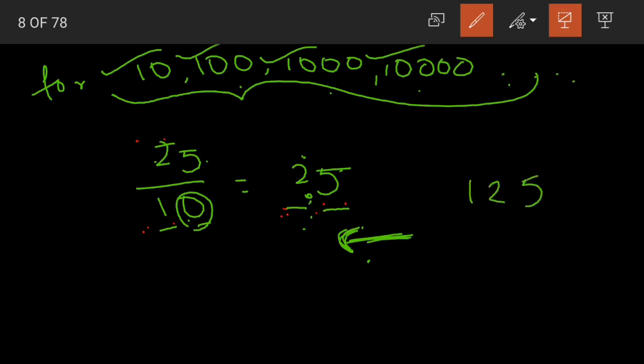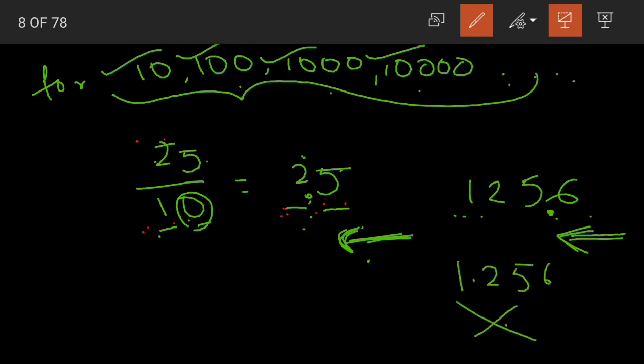See, if you have a number, say 1256, place a decimal point after 6. That is after 1 digit from the right. But not 1.256, that will be our wrong answer for this. Okay, not from the left. You have to place it from the right side. Understood, children?